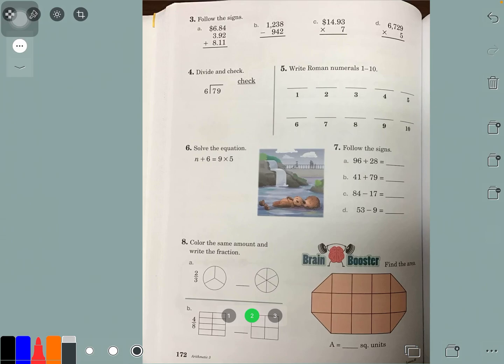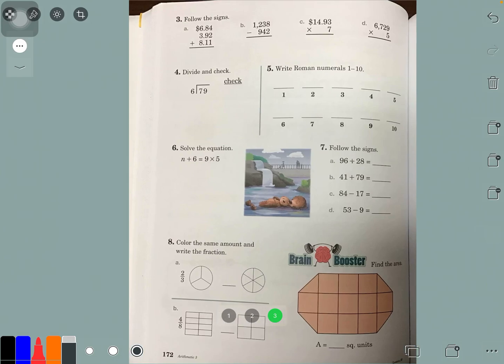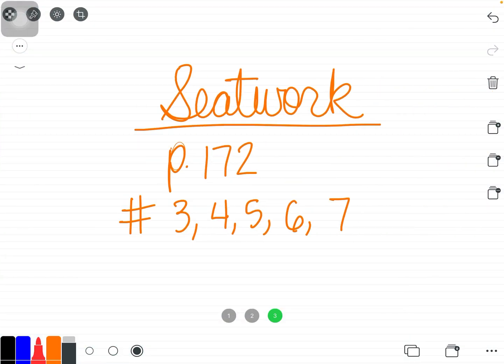So again, if you have any questions, like at our Zoom meeting, this is why it's important to watch the YouTube videos in the morning so that you have time to do the seat work and then ask me questions at the Zoom meeting. For seat work, you have to do these numbers on page 172, and then we will do number 8 together, as well as number 1 on the first page.